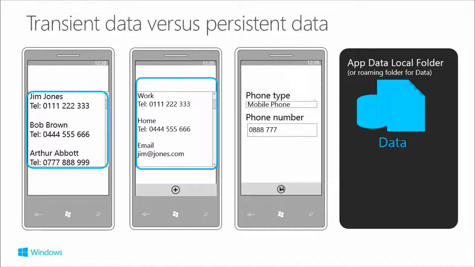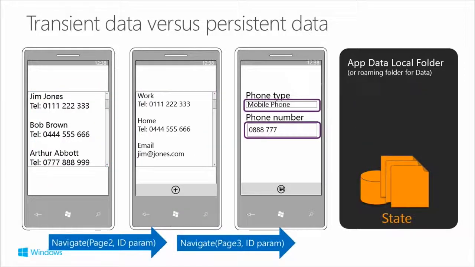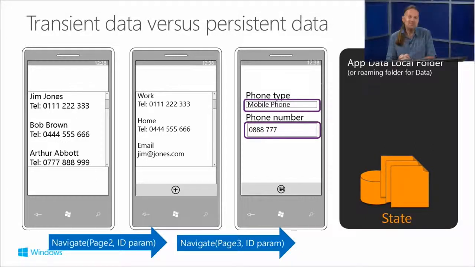At some point, as the user goes through it and hits the save button, that data is saved away into a file in your local folder. We're going to get onto files in the next session. It stores it away into a persistent file. But if they're halfway through filling in that data, so we're on the third screen, and they're halfway through entering a phone number but haven't hit save yet, that's transient. It's just stuff they're halfway through doing. It's unfinished business. That's your transient state data.